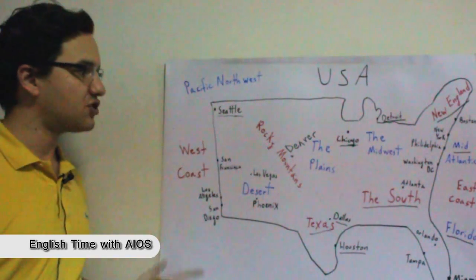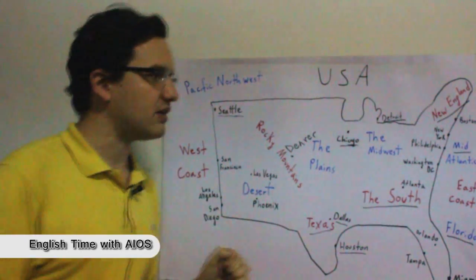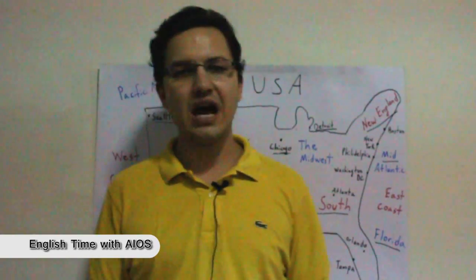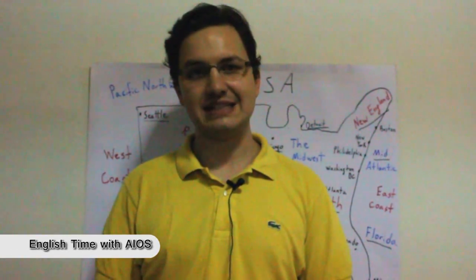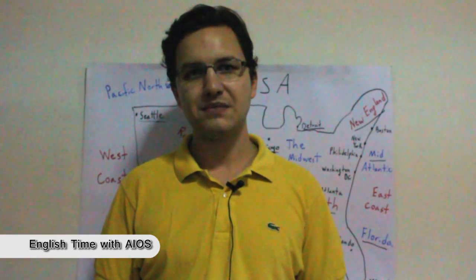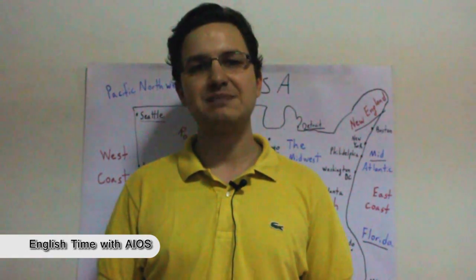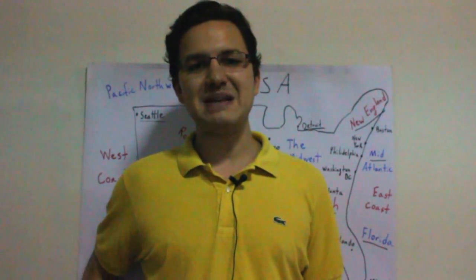So these are the major areas of America. This is important vocabulary when talking to an American. They will say things like, I'm from the East Coast, or I live in the plains. And every American will know what they're talking about. So I recommend you learn this vocabulary, and it will help you be able to speak with Americans and know where they come from.